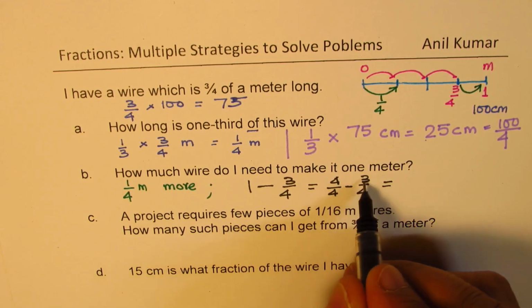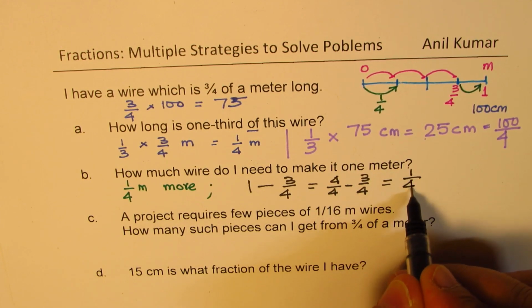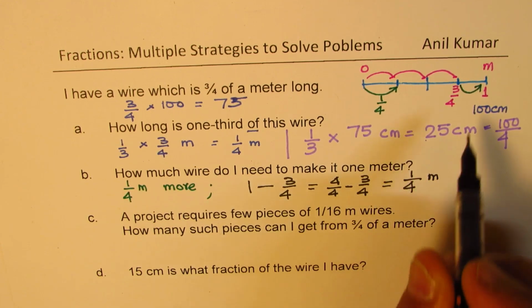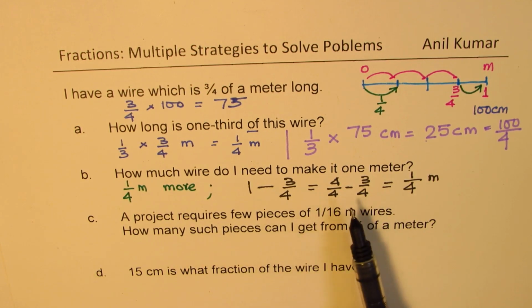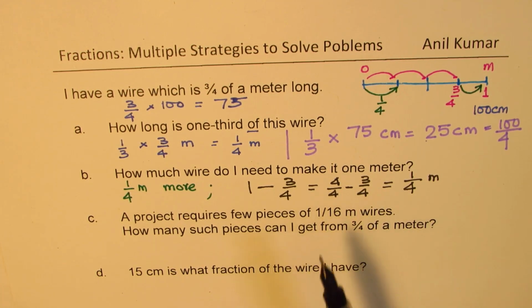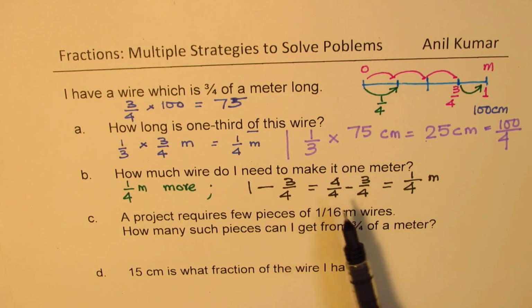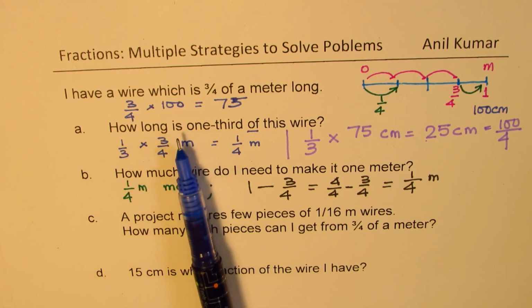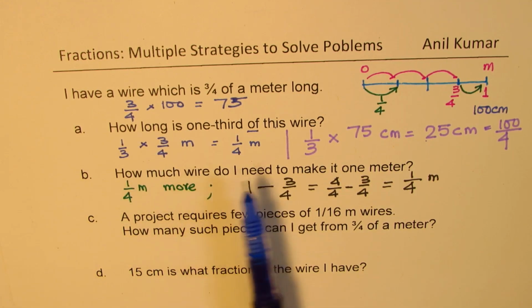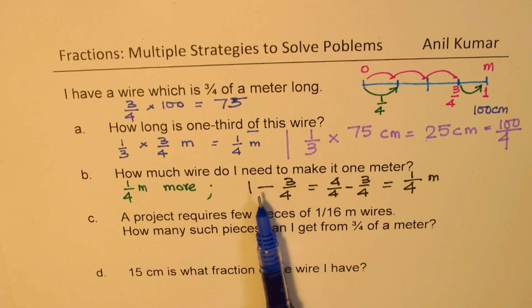So we get what? 4 minus 3 is 1, 1 out of 4. So we again get 1/4 of a meter, exactly the same thing. Again, this is a different approach, but it helps. So if you are in middle school, you could really adopt any one of these methods to solve such questions related to fractions. Perfect. So we have also learned here two operations.